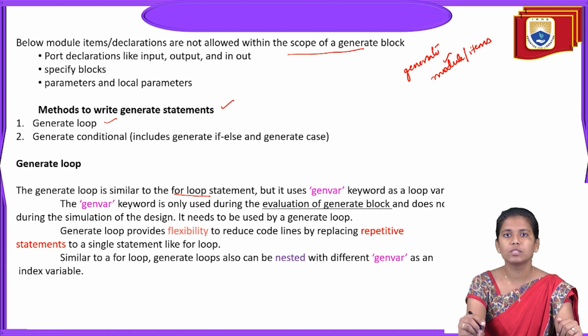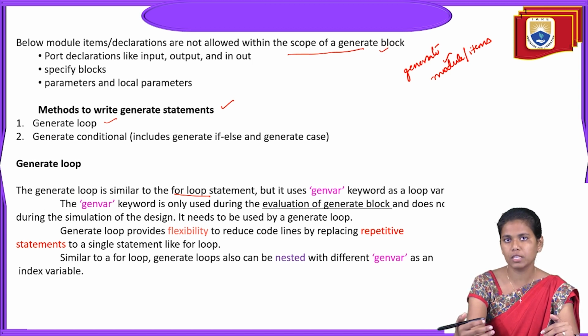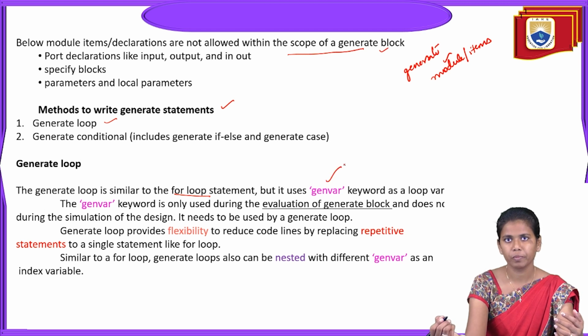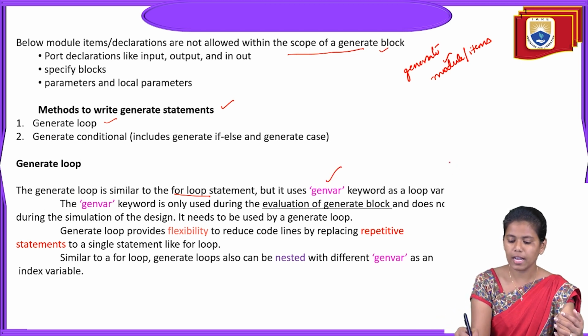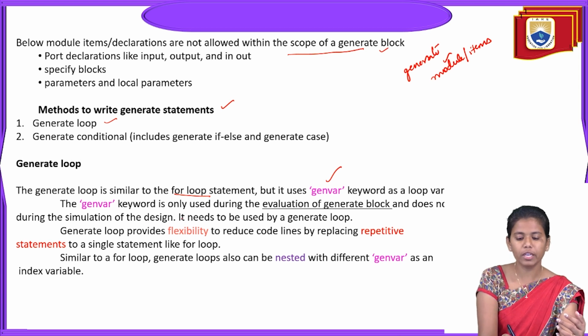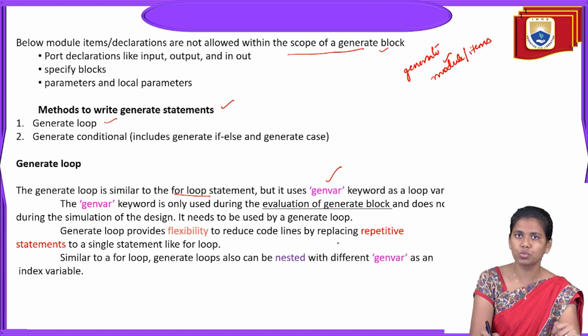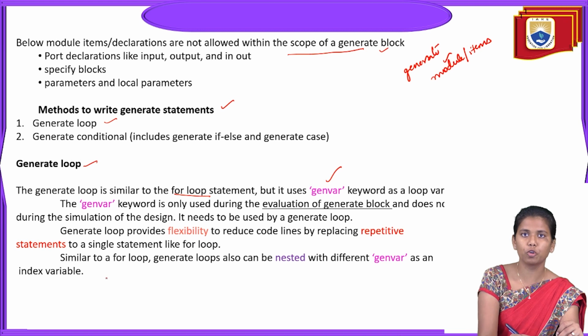As we are discussing the generate block, instead of a for loop in the generate block, we can write the generate loop as well. If you are writing the generate loop, then your keyword should be genvar. Genvar is a keyword used as a loop variable, and it is only used during the evaluation of the generate block, when you are writing your code in terms of a generate loop.